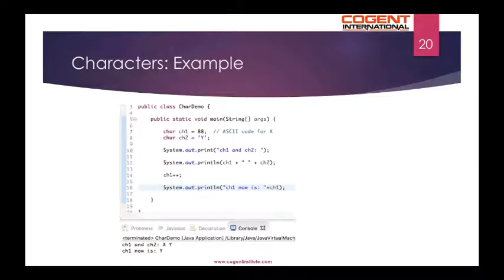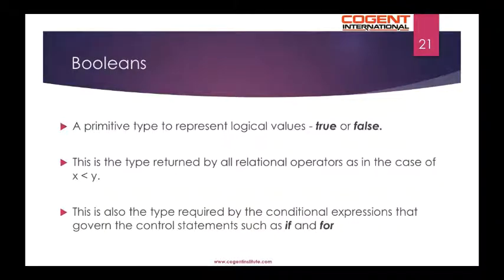Here's an example which uses variables of type char. Here ch1 is of type char, which is assigned a value of 88, and ch2 is of type char, which is assigned capital Y. So when we print, we see ch1 and ch2 are X and Y respectively. And if you increment ch1, it results in Y. ch1 now is Y. Next is Boolean.